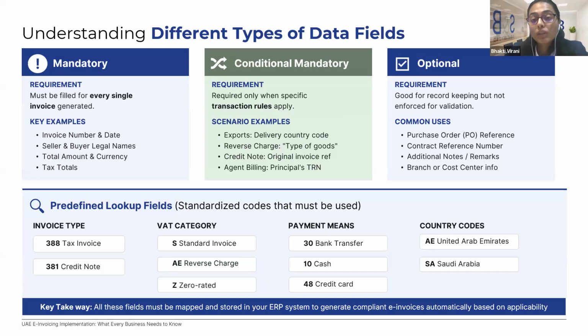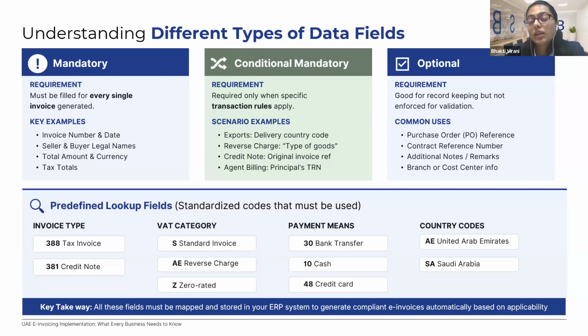Then if we move on, there are conditional mandatory fields. Conditional mandatory fields are those which would be required based on the type of the transaction. So for exports, there could be certain additional fields required. For reverse charge transactions, there could be certain additional fields. Or when you're raising a credit note, there could be one additional field that is linking the credit note to the original invoice. And these conditional mandatory fields would be dependent on the type of the invoice we are raising.